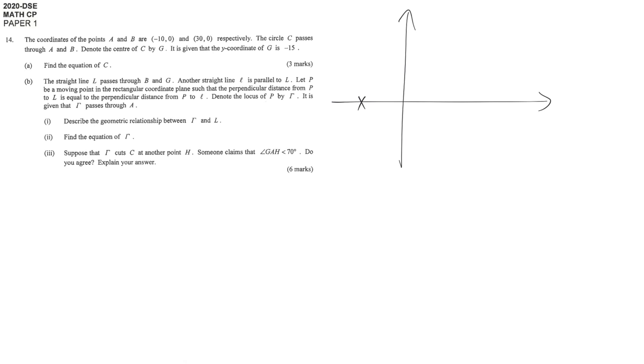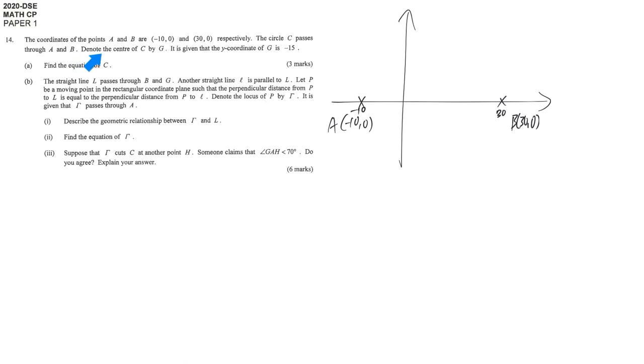A is going left by 10 and then doesn't move up or down. So we have point A approximately here. And then B is (30, 0), so it's on the same line. So this is 30, while this is negative 10 here.